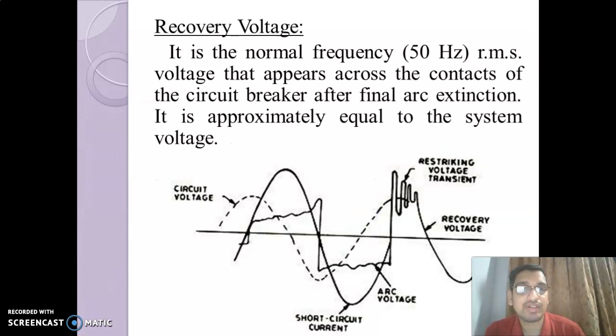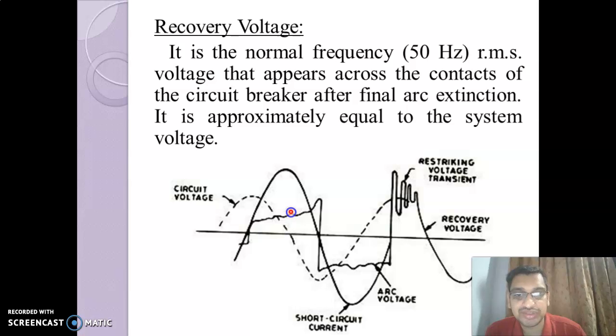Next one is recovery voltage. Recovery voltage is also the voltage between the contacts of the circuit breaker after the final arc extinction. After the final arc extinction, it is approximately equal to the system voltage.